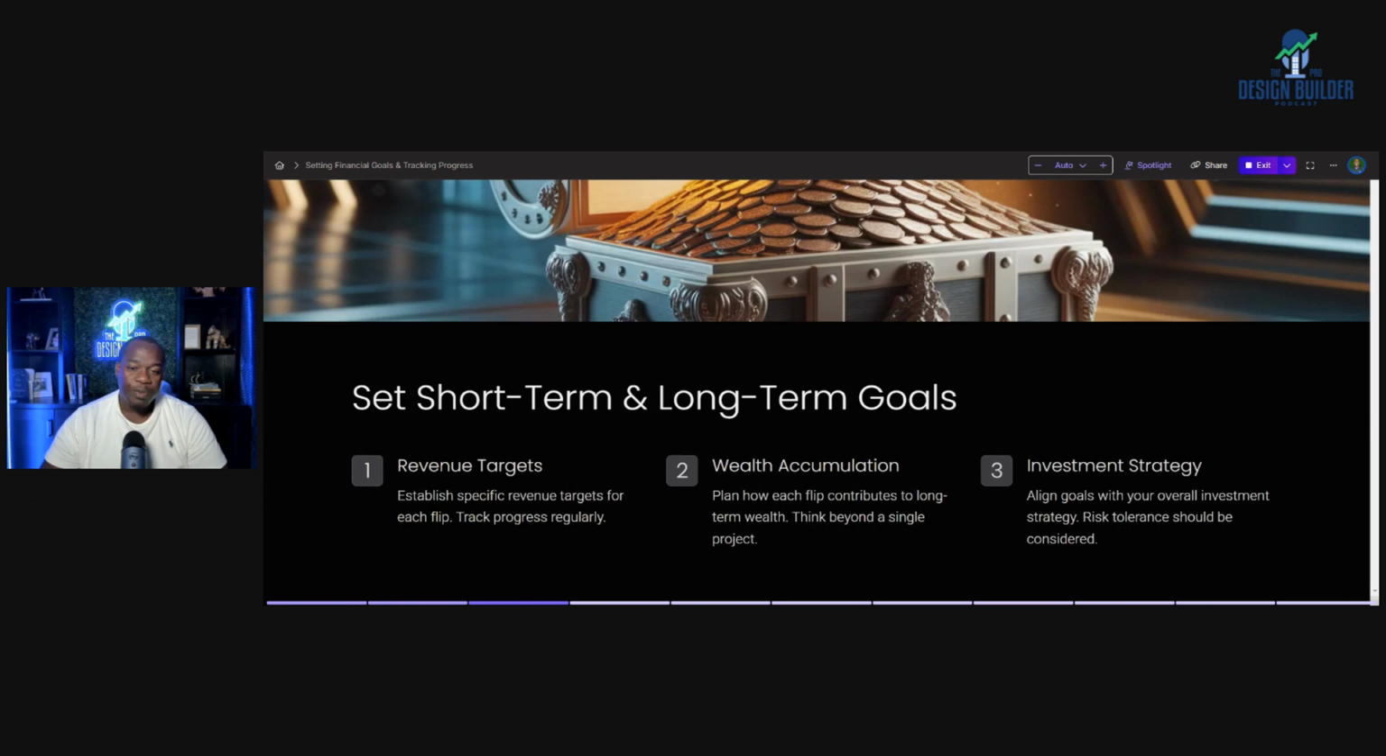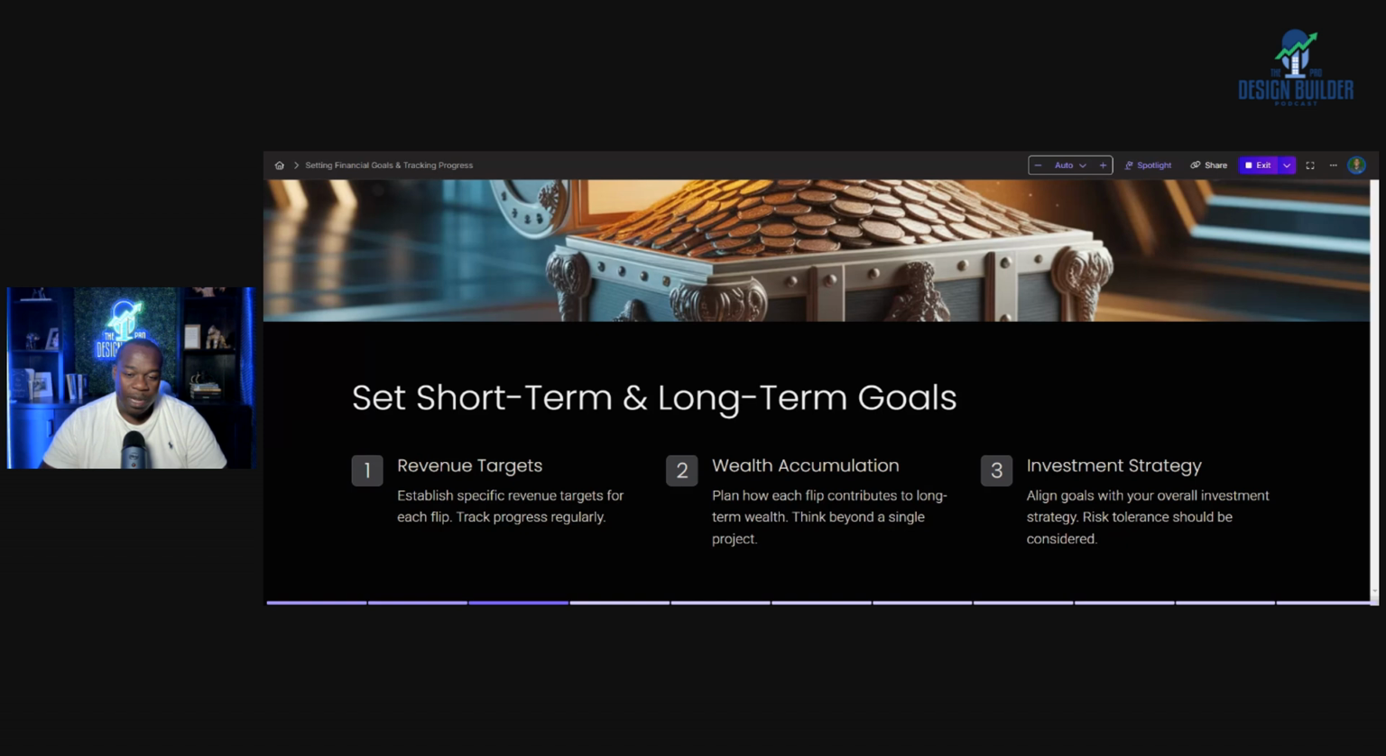All right. Short term and long term goals, revenue targets. Establish specific revenue targets for each flip. Track progress regularly. One of my mentors and friends had a rule. He said his rule was if he put 60 in, he wants to get 60 out. Now, does that always work? Not necessarily, but it was a good rule for him, and it would tell him exactly how to measure the success of his flip. So keep that in mind. Have a target on what you want to make on each particular transaction.